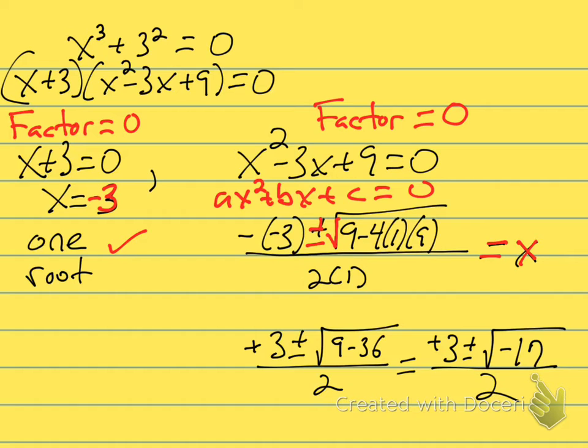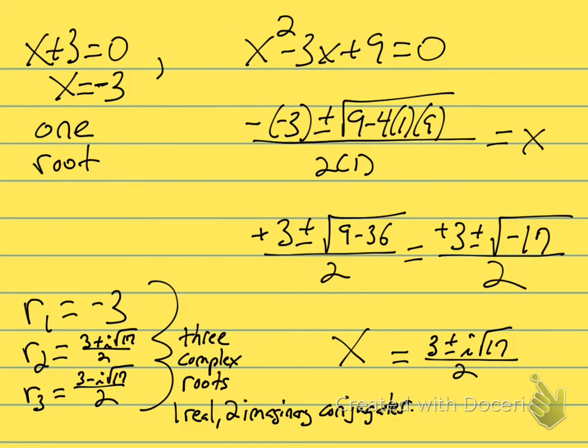After we continue to simplify inside the square root sign, we find that we have 3 plus or minus the square root of negative 27 over 2. In mathematics, we usually do not leave a negative sign underneath the square root sign. So we're going to use the imaginary letter i. And so instead of the square root of negative 27, we'll have i times the square root of 27.